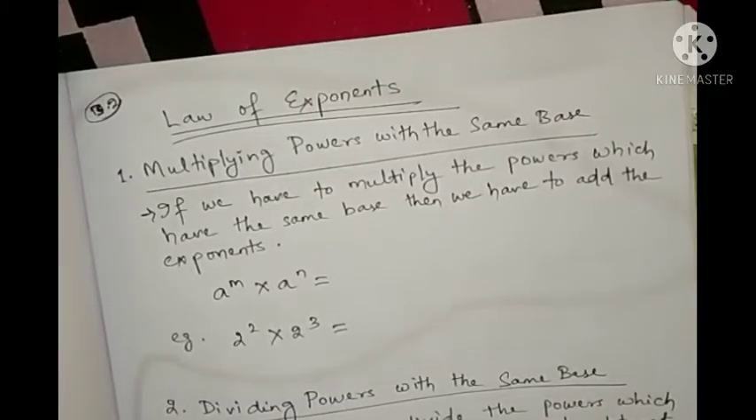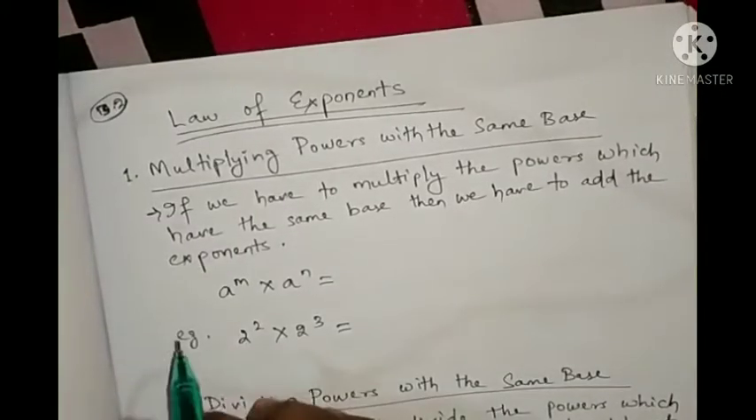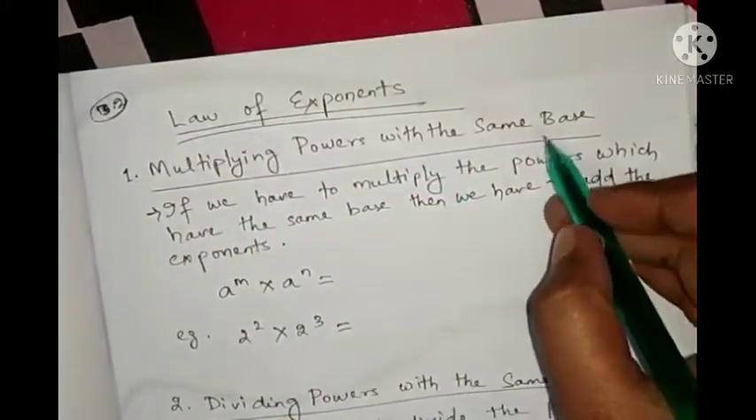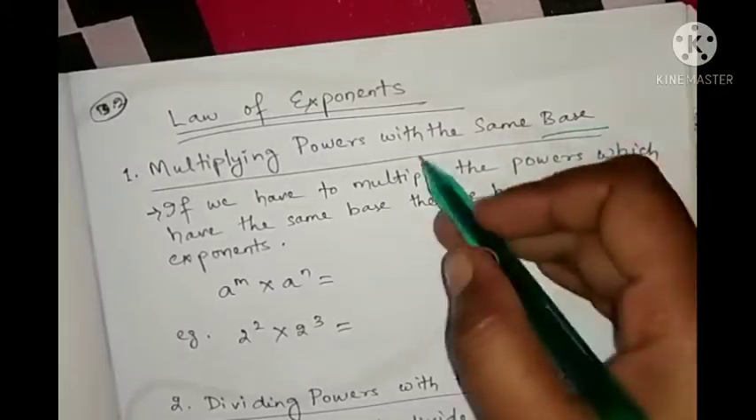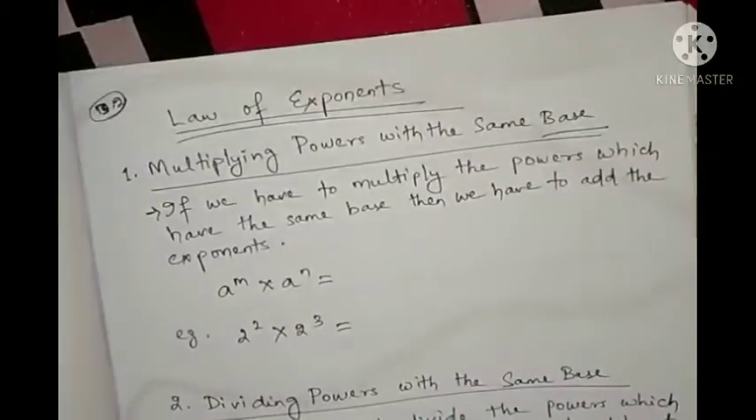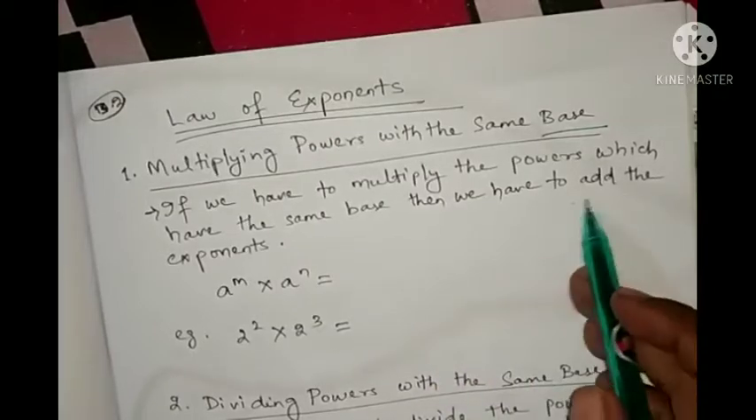You can express big numbers in exponent. So first see the laws. Multiplying powers with the same base. If the base is the same and we have to multiply the powers, then we have to add the exponents.